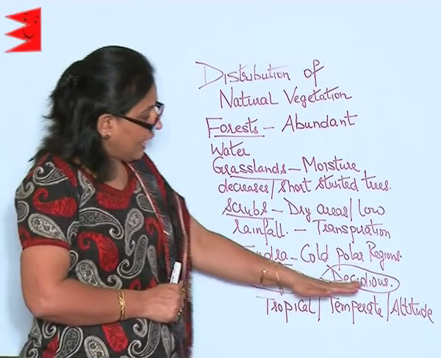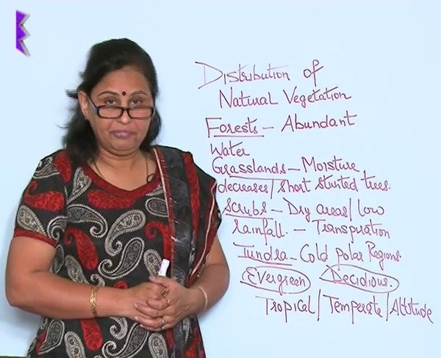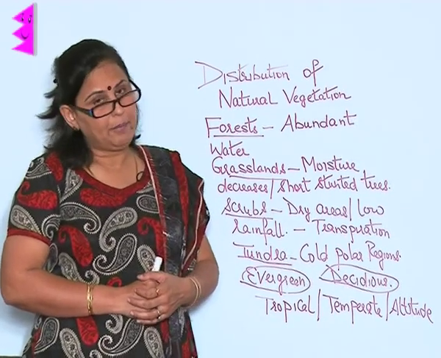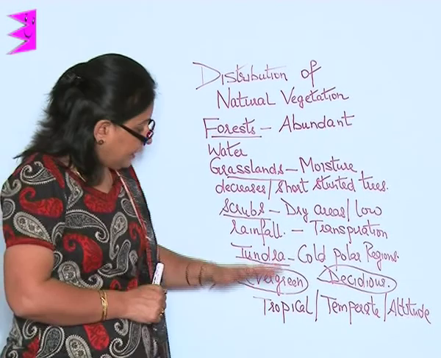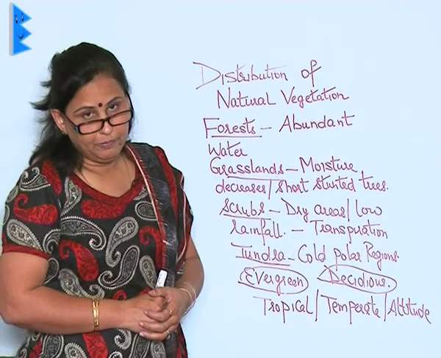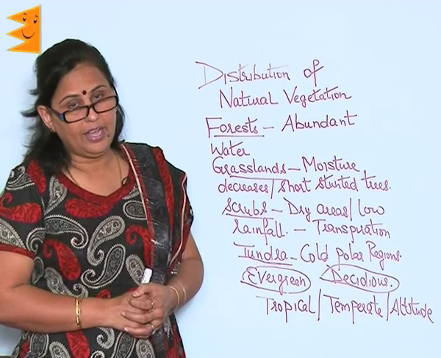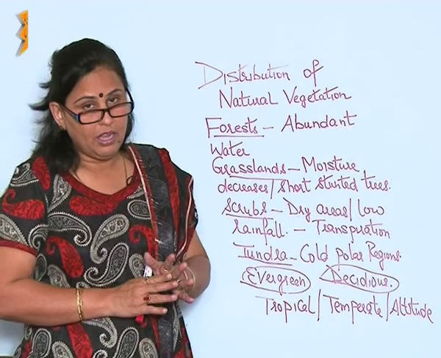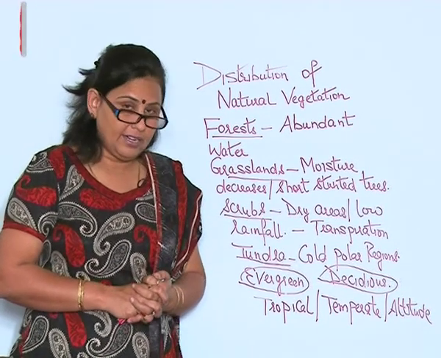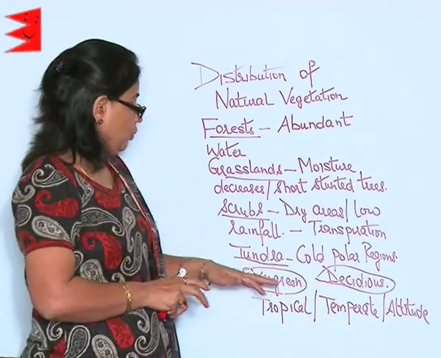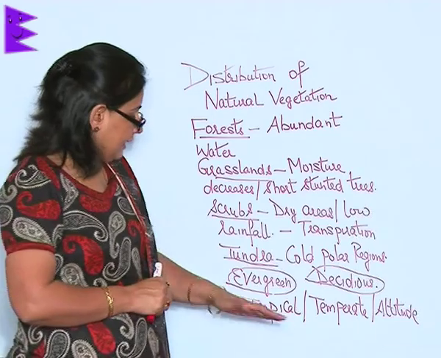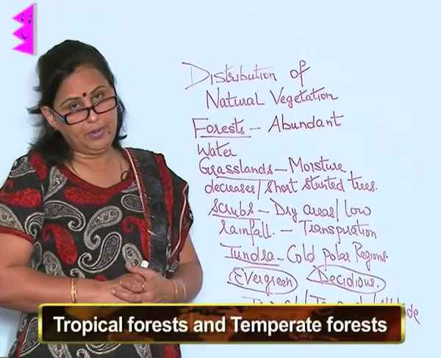Both the evergreen and the deciduous forest can be further classified into the tropical forest and the temperate forest. And here the classification factor is the altitude, that is the height at which they are found. So you have observed that there are 4 natural vegetations in the world, and the further classification of the forest is into evergreen and deciduous, which is further classified as tropical and temperate forests.